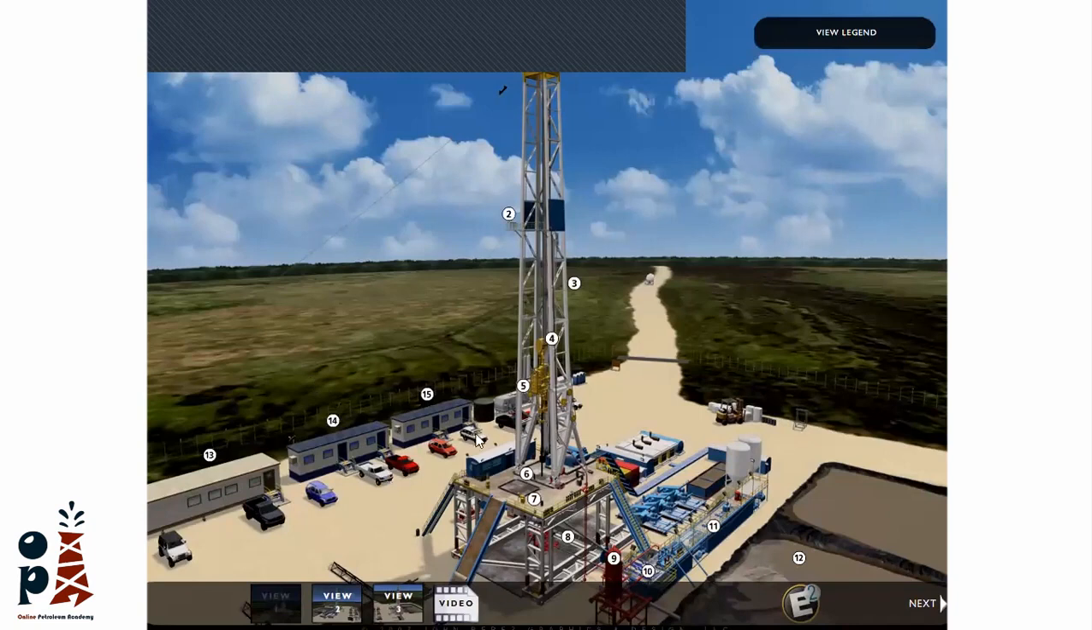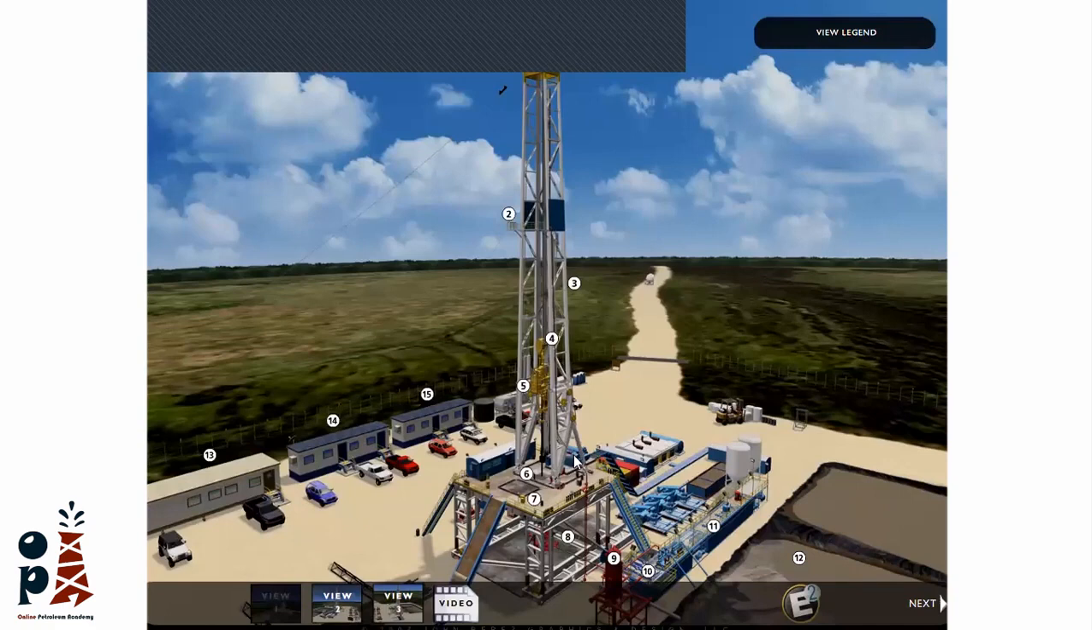Here, this is the rig mast, the biggest part of the rig. You can see it from very far away. The rig mast contains a hoisting system, which is responsible for lowering and lifting the pipes. Here you will find the crown block, and here you will find the traveling block, and in between you will find the drilling line.